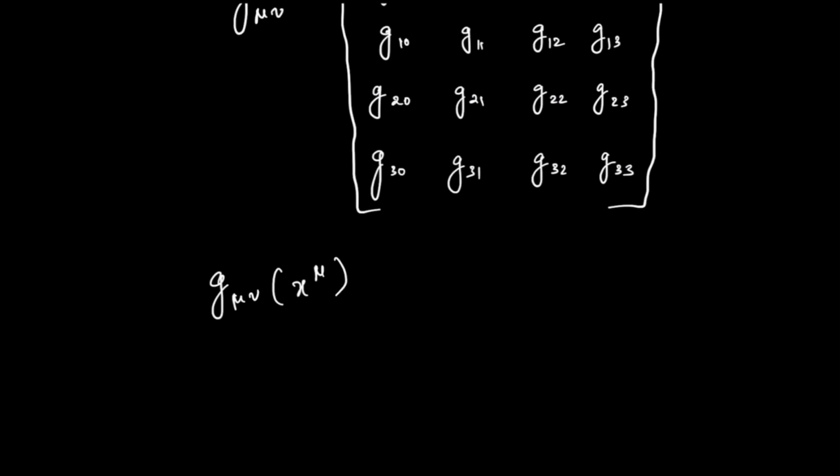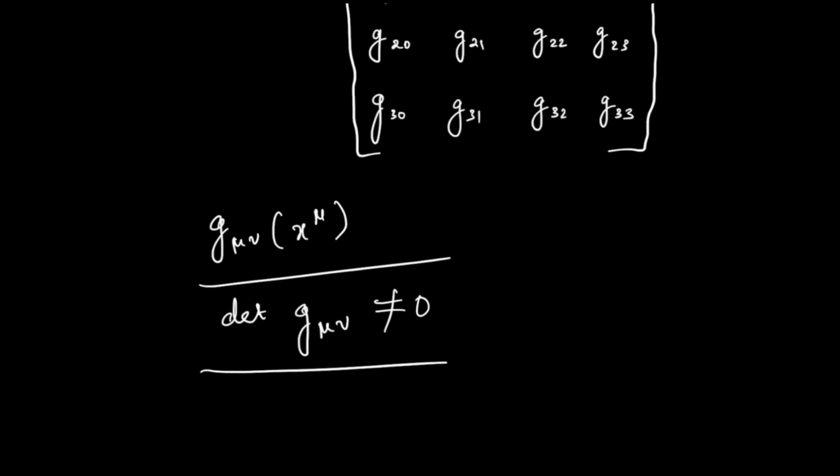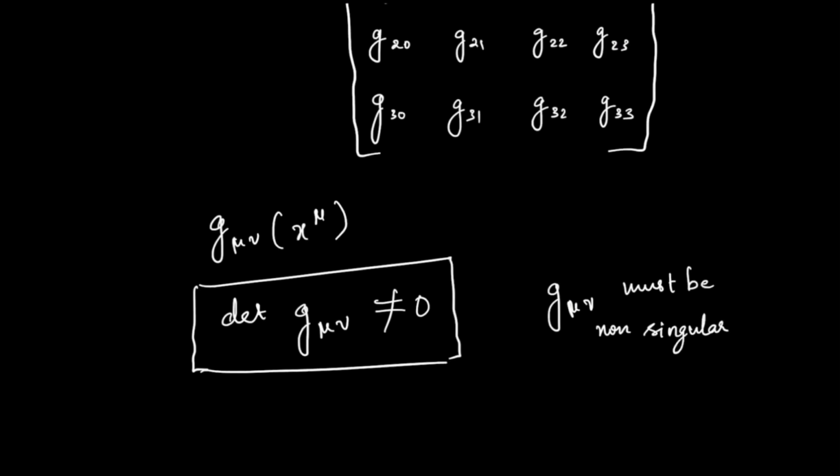So the only restriction is that the determinant of g mu nu should not be equal to 0, which means that g mu nu must be non-singular. If the determinant is 0, it is called singular. So we say that the determinant of g mu nu should not be equal to 0, and g mu nu must be non-singular. That is the only restriction on the fundamental metric tensor.